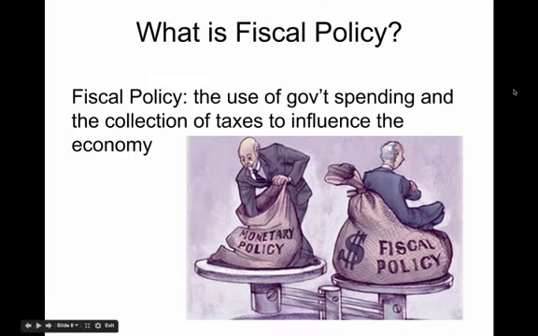Okay? So anyways, getting to fiscal policy. So exactly what is fiscal policy? Fiscal policy is basically the use of government spending and the collection of taxes to influence the economy. So it's kind of like monetary policy. Monetary policy is when the Fed tries to influence the economy. Fiscal policy is when the federal government tries to influence the economy.